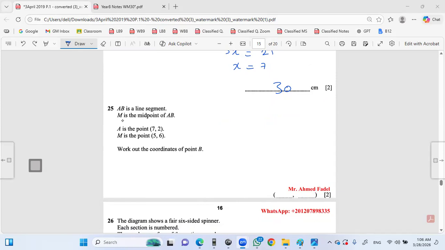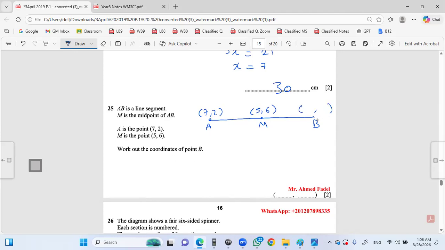In question 25, it says AB is a line segment. So let's draw it. Here is A, B. They're saying too that M is the midpoint of AB. So I got the midpoint over here, which is M. And they're telling you that A is the point (7, 2), and M, which is the midpoint, is (5, 6). And they're asking you to find the coordinates of B.